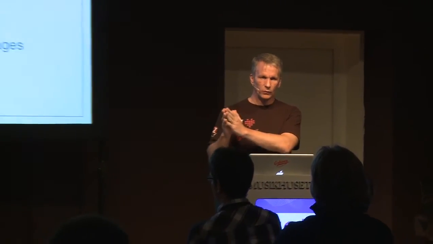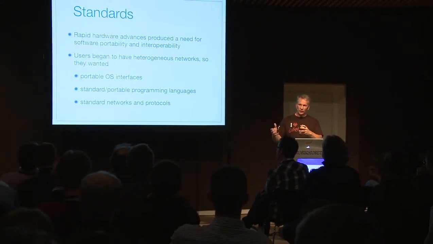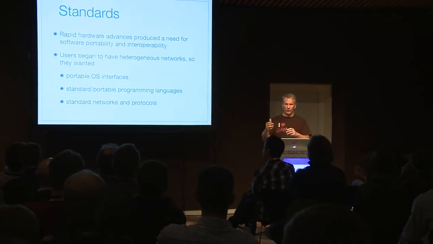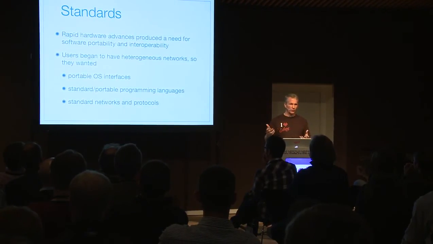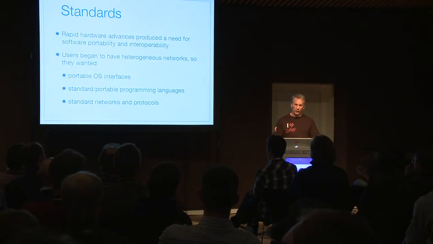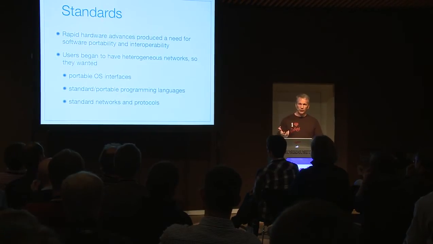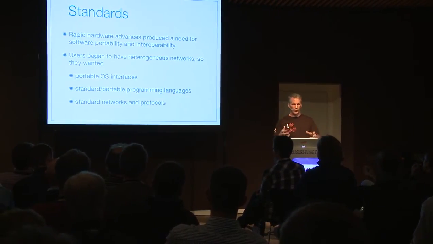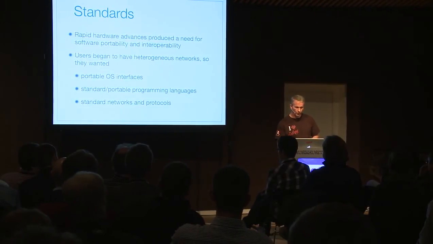Users started to have heterogeneous networks because of that mainframe to mini to workstation to PC progression. All of a sudden, users would have a mainframe, they'd have a few minis, they'd have a bunch of workstations and PCs, and they needed them to interoperate. The only way to make that happen was to start leaning towards standards. So these users started asking for portable operating system interfaces, for languages that would run across all the systems they had to work with, and for network protocols and the actual network standard itself to make these systems talk to each other.